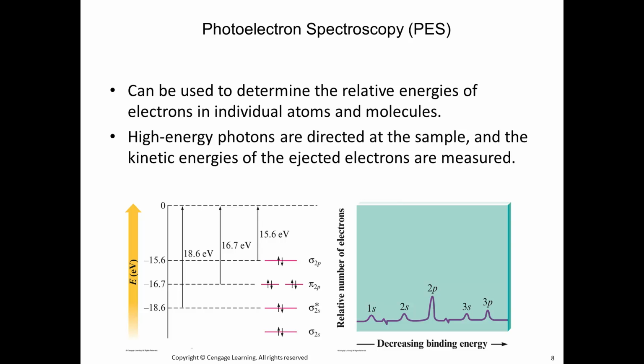Now finally, photoelectron spectroscopy is a method which can be used to determine relative energies of electrons in individual atoms or molecules. In photoelectron spectroscopy, high energy photons are directed at a sample and the kinetic energies of the ejected electrons are measured. And we can relate this then to molecular orbital energy level diagrams.